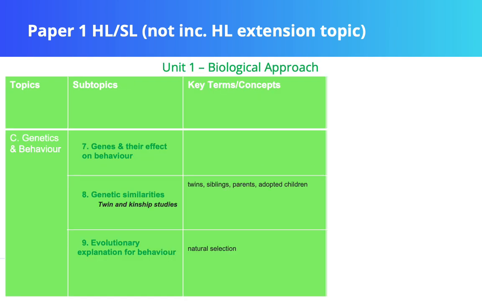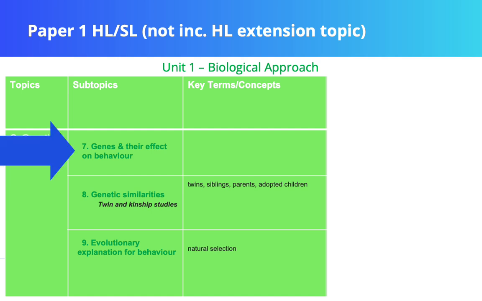This topic can be broken down into 3 subtopics, and it's important to notice the difference between the 3 subtopics. Subtopic 8 looks similar to 7. It's about genetics, but it's about genetic similarities. So we need to stay focused on research that's looked at similarities between the genetic components of family members, maybe siblings or parents, or maybe even twins, to look at whether the more similar we are in genetics, the more similar we are in behaviour.